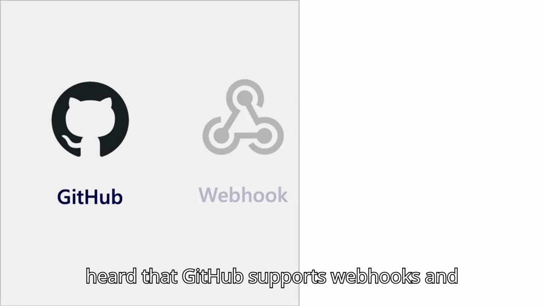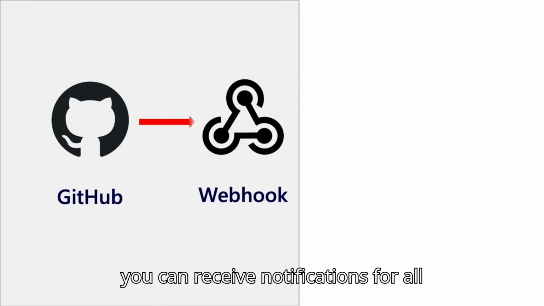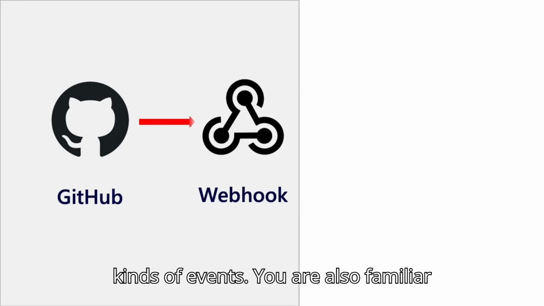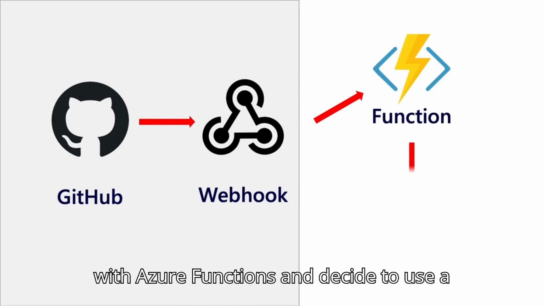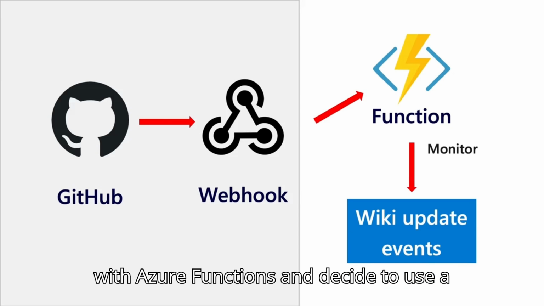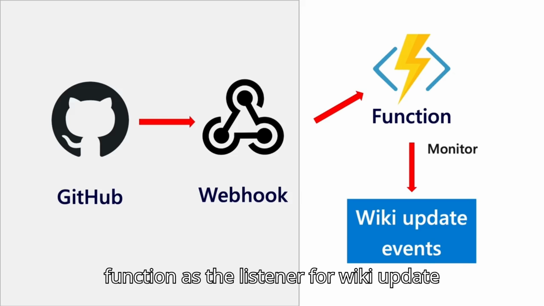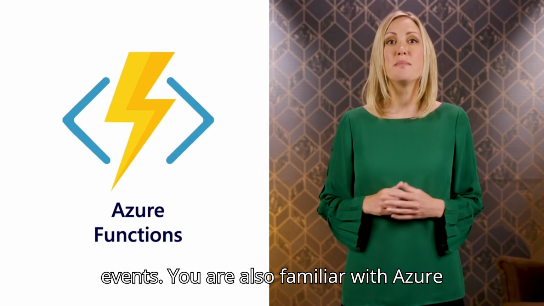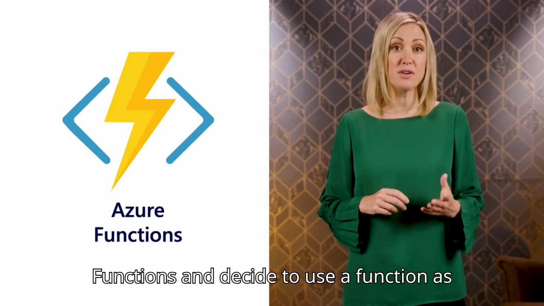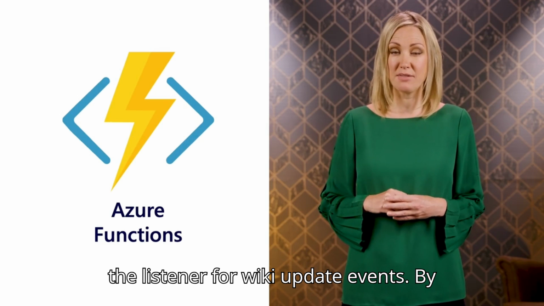You've heard that GitHub supports webhooks and you can receive notifications for all kinds of events. You are also familiar with Azure Functions and decide to use a function as the listener for wiki update events.